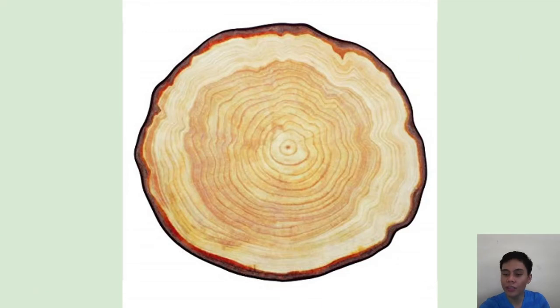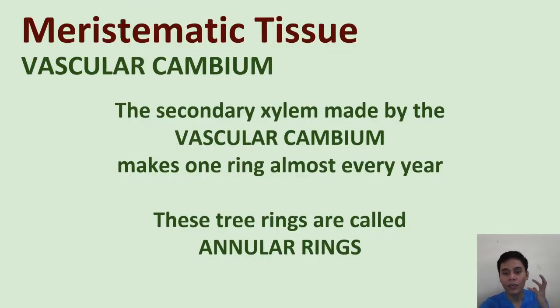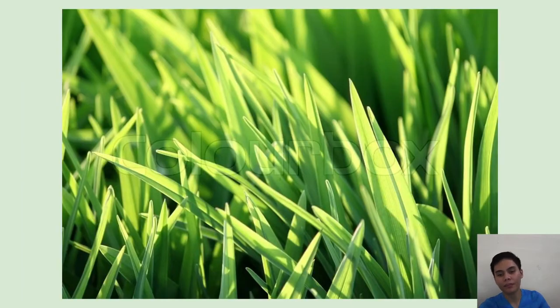Your tree rings in your dicots are actually a form of secondary xylem made by your vascular cambium. So it makes one ring every year. So these are called annular rings because they form every year. So again, they are secondary xylem.